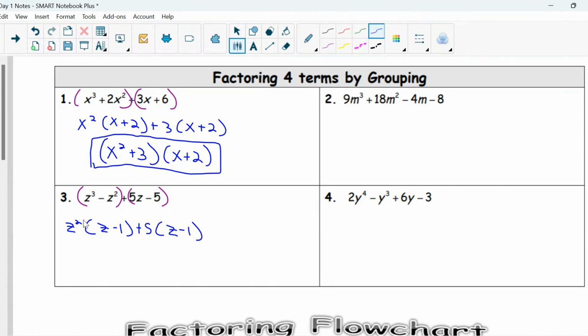So both of my leftover factored portions are the same. So I'll combine them, which gives me z squared plus 5 times z minus 1. And that is my factored form. Okay, so try those other 2 on your own. This is really the only new kind of factoring that we're introducing in this section.